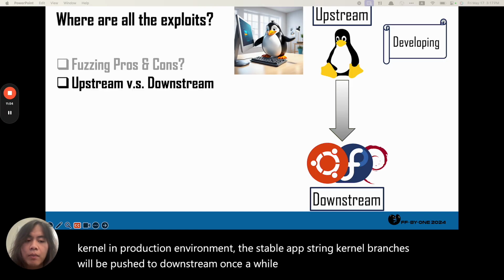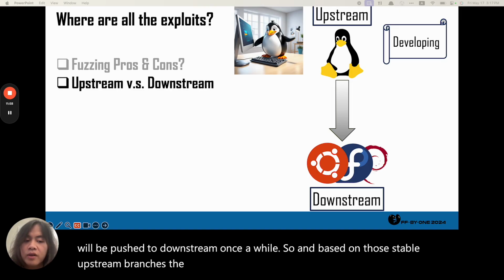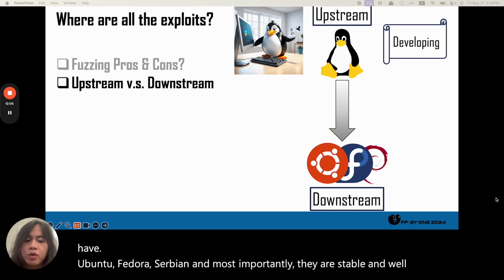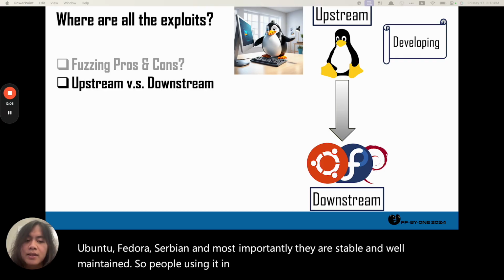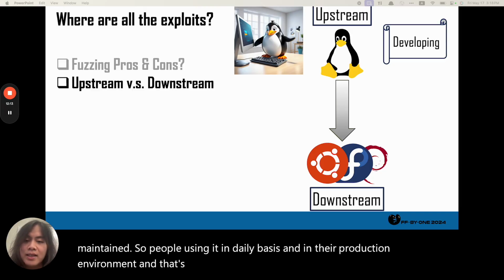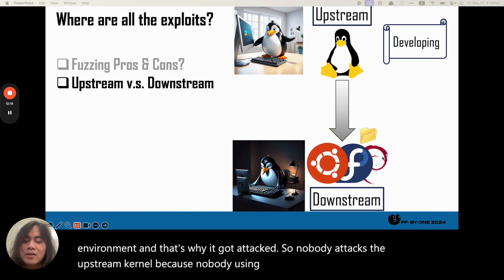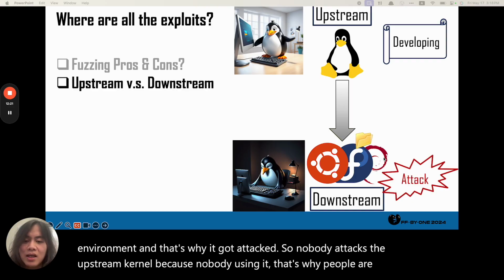Based on those stable upstream branches, the downstream will have different distros: Ubuntu, Fedora, Debian. Most importantly, they are stable and well maintained. So people use them on a daily basis and in their production environments, and that's why they get attacked. Nobody attacks the upstream kernel because nobody is using it. That's why people are always attacking the downstream kernel.